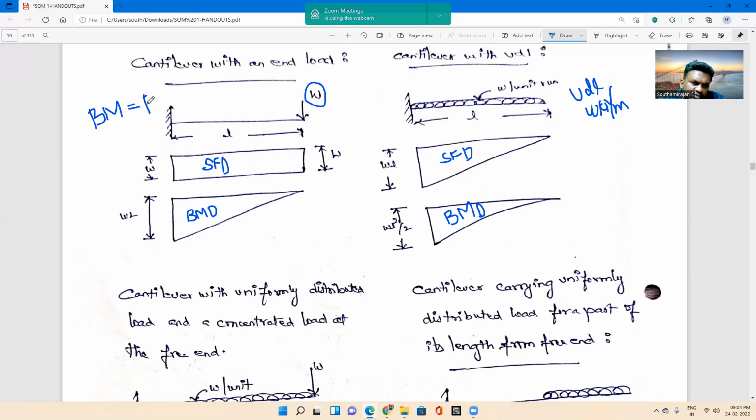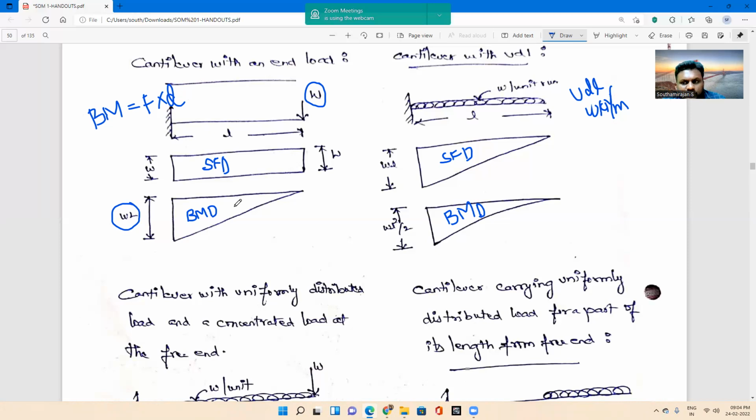So force into distance. The force will be W and the distance will be L. So W into L will be the magnitude of the bending moment diagram. That value indicates that the total magnitude of the moment will be WL for the cantilever with the load at the free end.